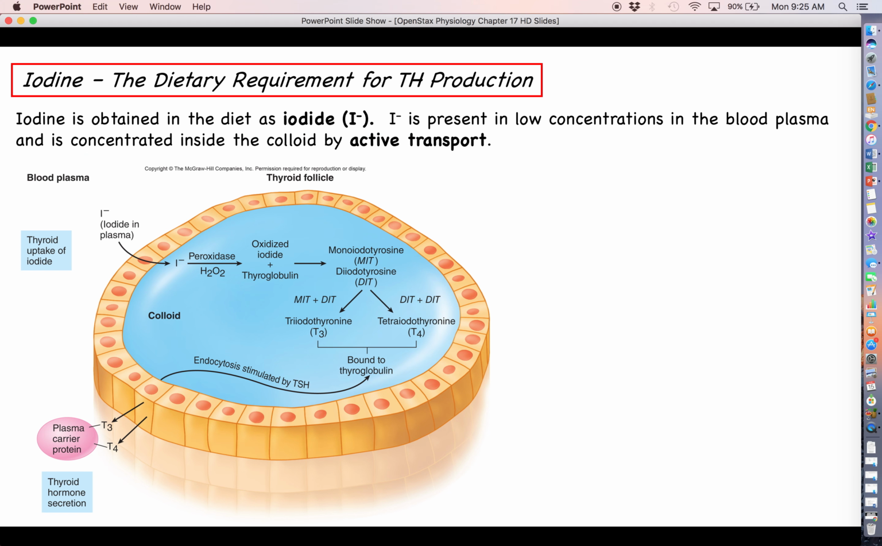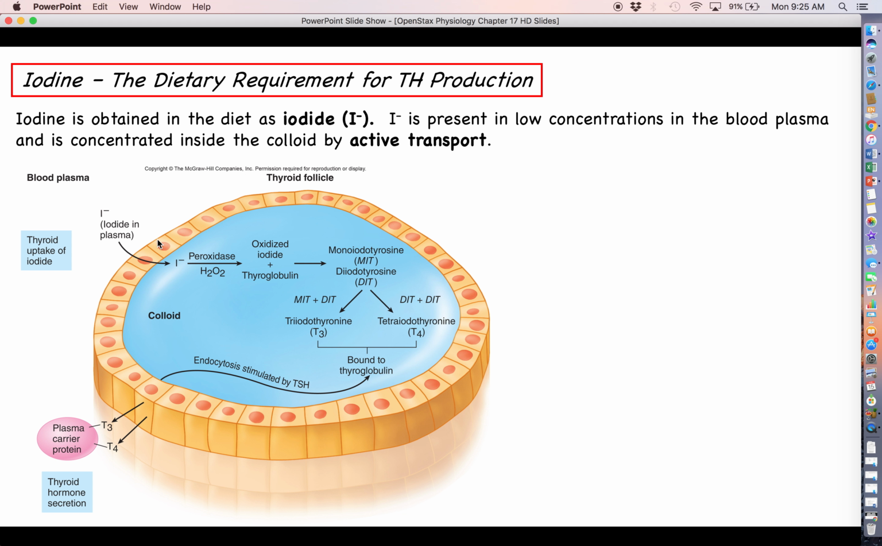The element iodine is obtained in the diet in its ionic form, which we call iodide. Iodide is going to be present at very, very low concentrations in the blood plasma, certainly when you compare it to something like sodium, potassium, or calcium. But the good news is that that doesn't really represent a problem for us, because the thyroid is the only tissue in the whole body that uses iodide for anything at all. So it doesn't matter that we don't get a whole lot of it, because there's only one part of the body that uses it.